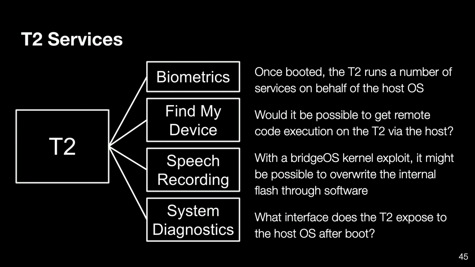And if we could combine an exploit that gives us remote code execution on the T2 with a BridgeOS kernel vulnerability, we may be able to overwrite that vulnerable flash purely through software, which would be really cool. So the majority of the rest of this talk is going to focus on what this interface looks like that the T2 chip exposes to the macOS host.